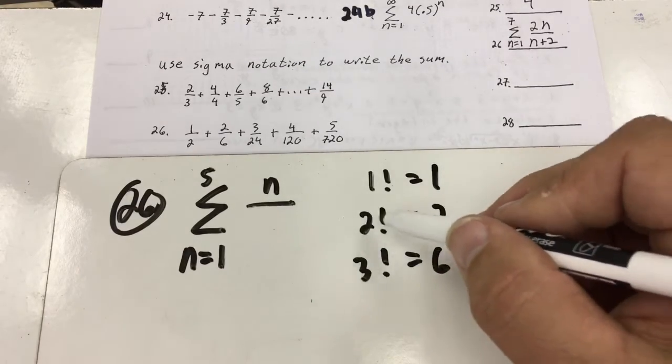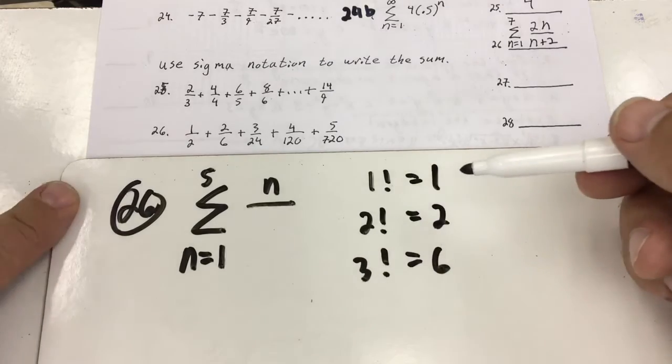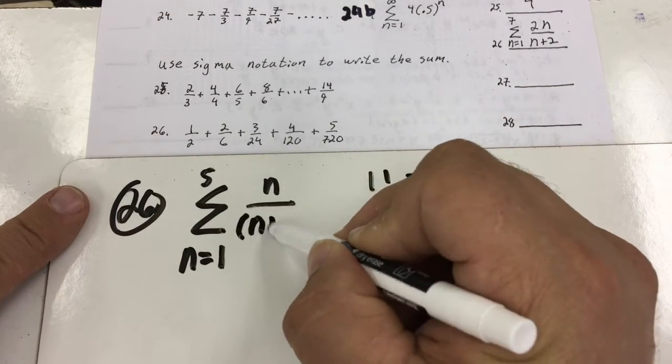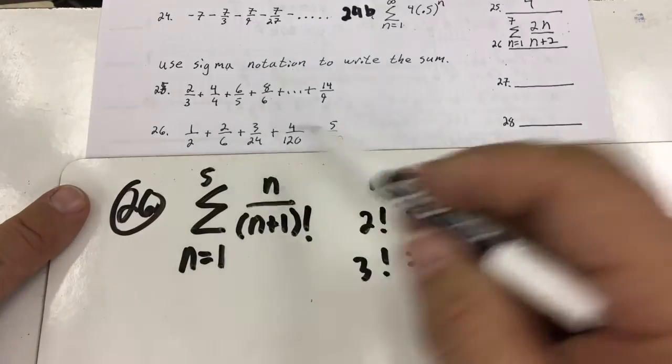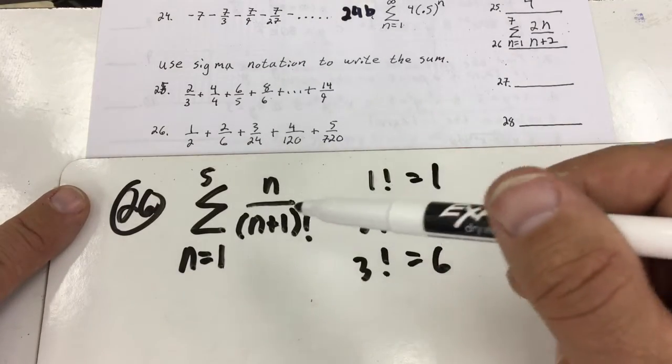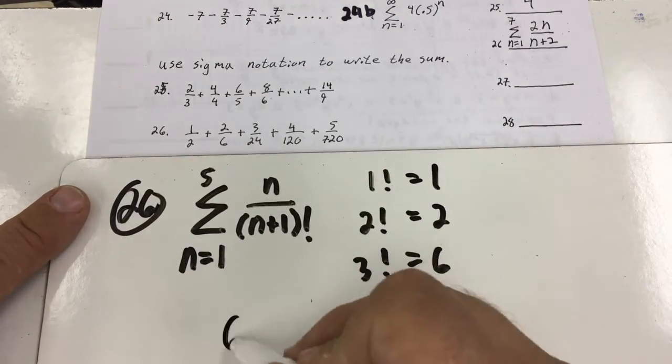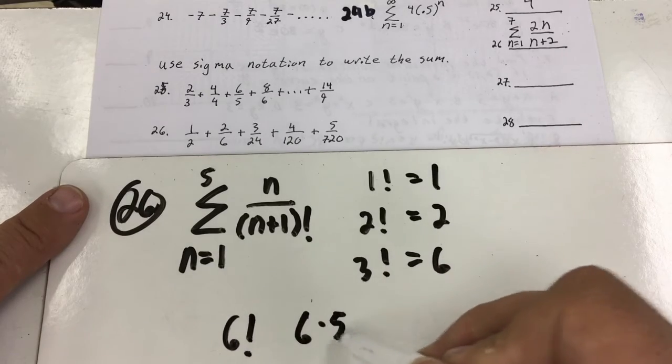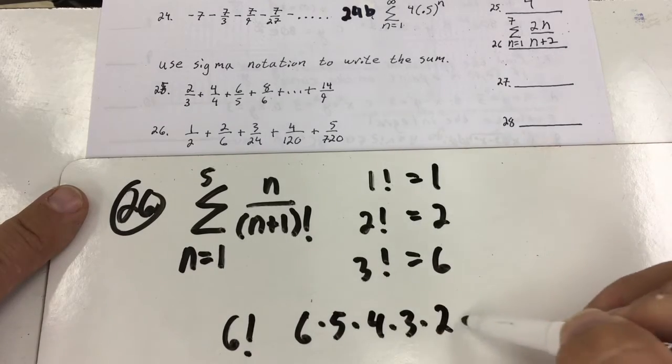So I can't start at 2 factorial or n factorial. I think I have to start at n plus 1 factorial. N plus 1 factorial, and that will generate the sequence. Let me throw in the 5. That will give me 5 plus 1, which is 6 factorial. 6 factorial is equal to 6 times 5 times 4 times 3 times 2 times 1.